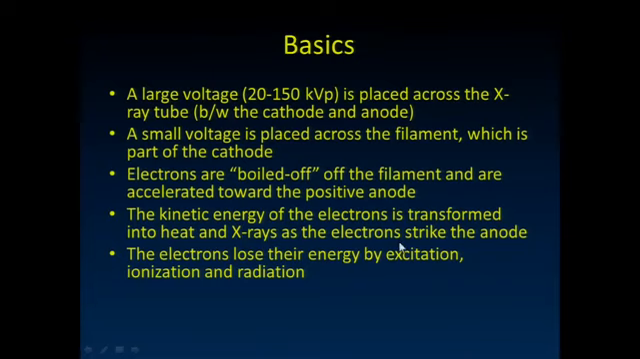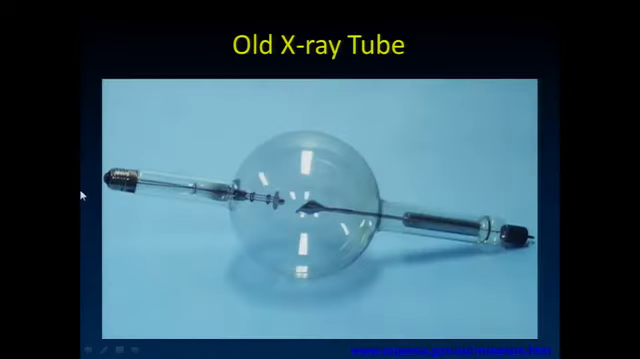So that kinetic energy of those electrons is transformed into heat and X-rays as those electrons strike the anode, right? We've talked about how with that Bremsstrahlung radiation, we produce X-rays when an electron interacts with matter. So here's an old X-ray tube. Very simple, right? You screwed this into a socket here, which gave your voltage across your little filament, as well as your common terminal for connecting your high voltage between here and here, positively charged here. So now when those electrons boiled off the filament, they accelerated towards this, struck it, and X-rays were produced.